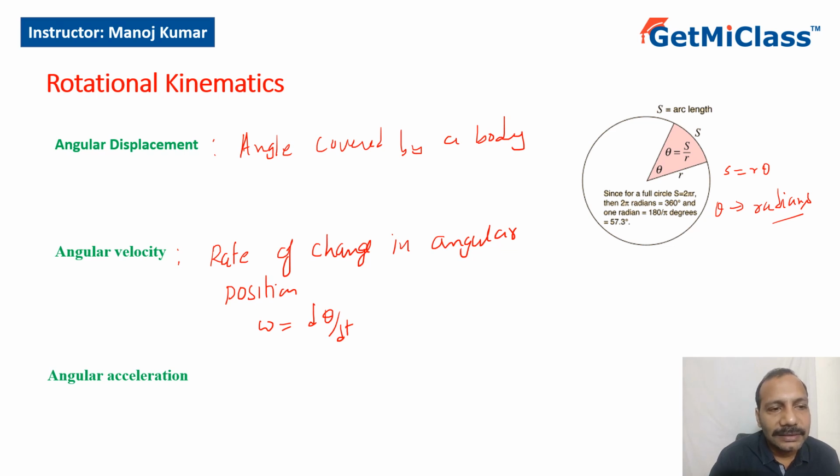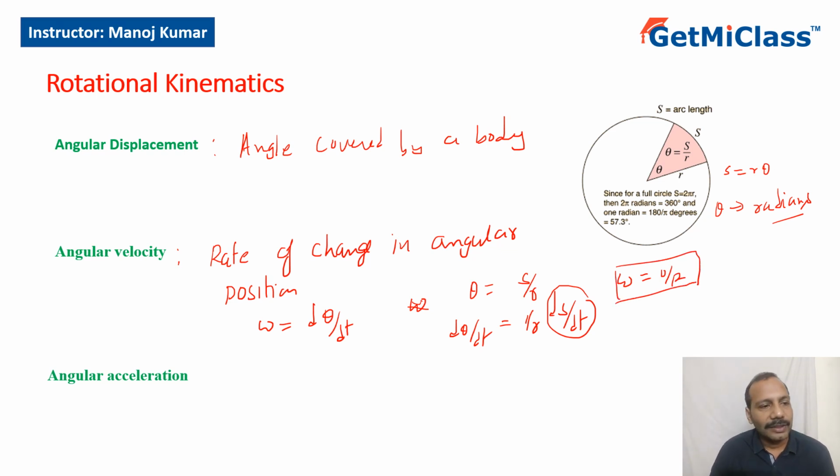If I want a relation between linear tangential velocity and omega, using this expression theta can be written as S by R. So d theta by dt equals 1 by R into ds by dt. Now ds by dt is the tangential velocity, so I can write omega equal to v by R. This is the relation between omega, the angular velocity, and v, the linear velocity, where R is the radius.